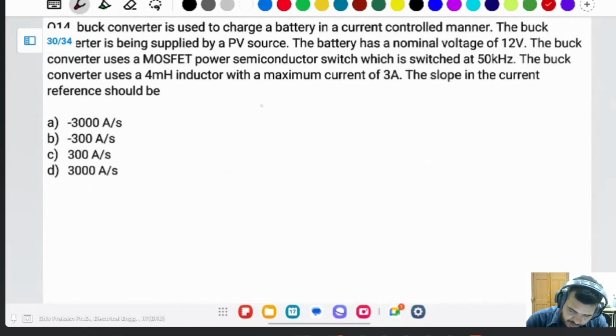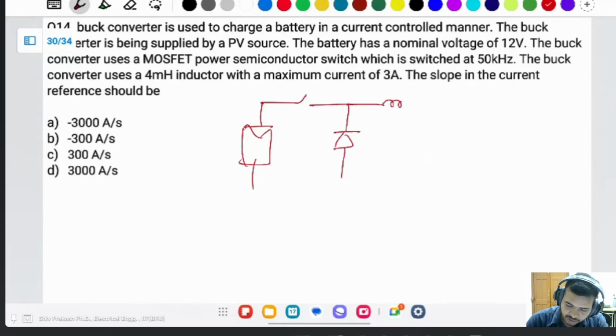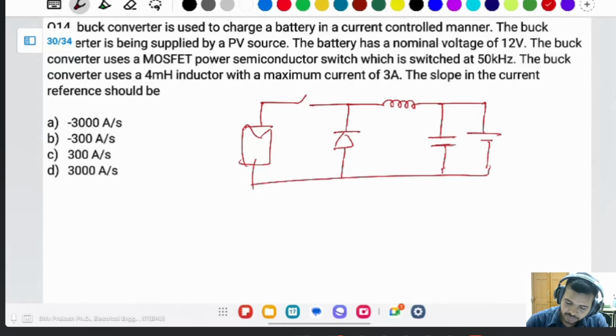Do you know about the buck converter? Simple. I just draw a sketch diagram. A switch is there, a diode is there, a capacitor, and this is the voltage VT, the inductor current IL, and this is the VB.